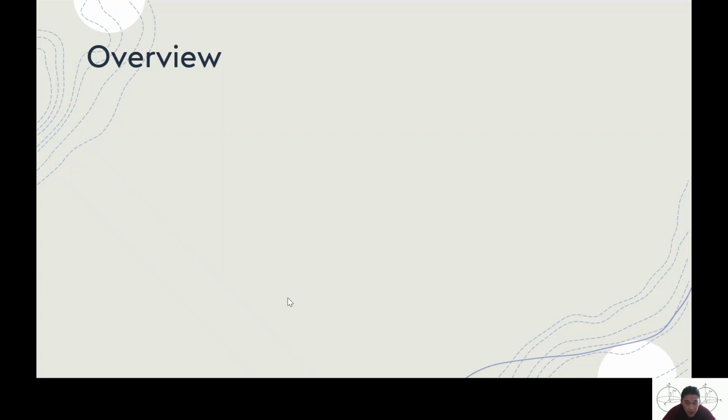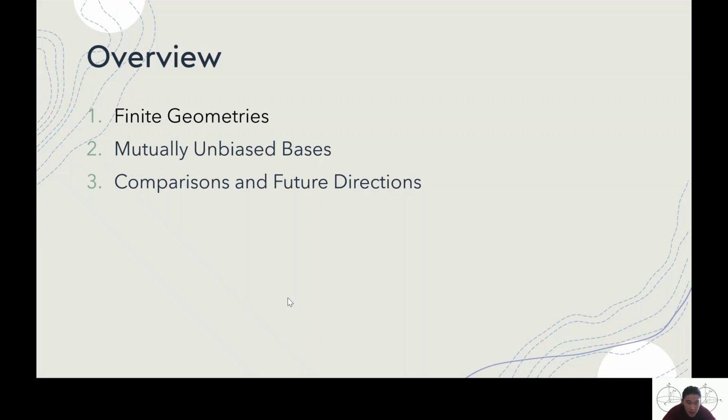So today's talk will be broken into three sections. The first section will be on finite geometries. The second section will be on mutually unbiased bases. And the last section will discuss applications or comparisons and future directions. In sections 1 and 2, we will aim to provide some preliminary definitions, interesting examples, and a cool theorem under some parallel structure. Then in section 3, we'll aim to tie everything together and discuss some neat real-world applications.